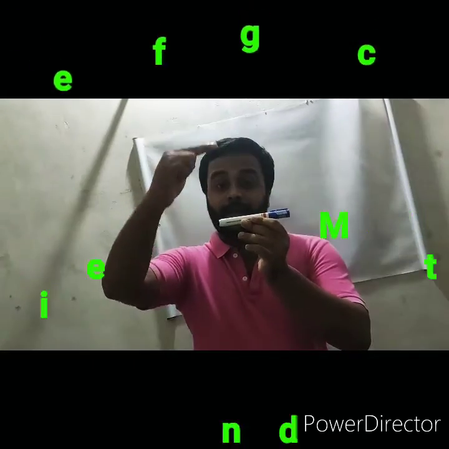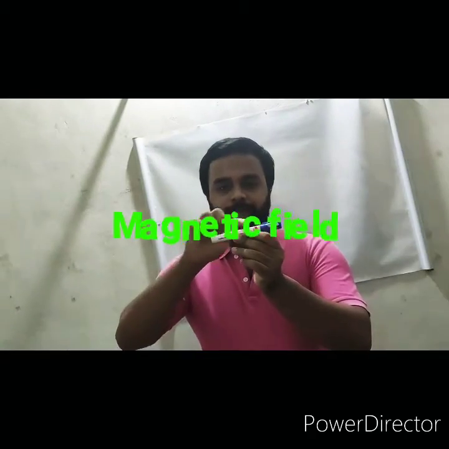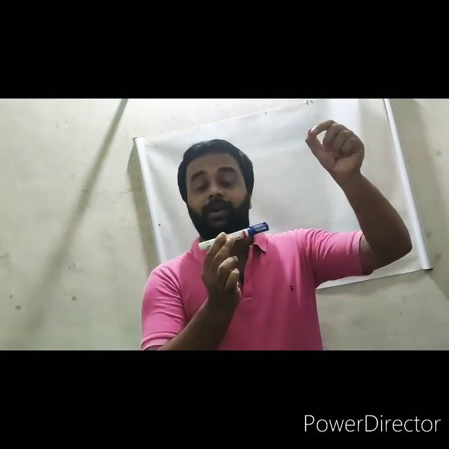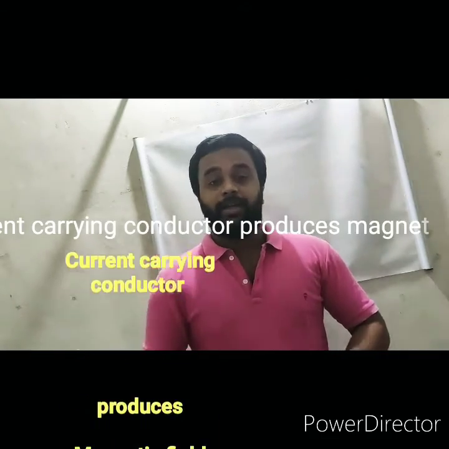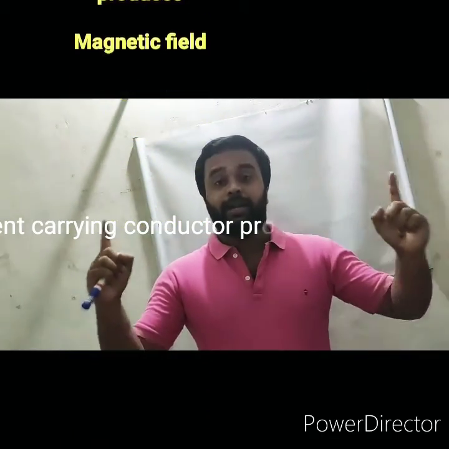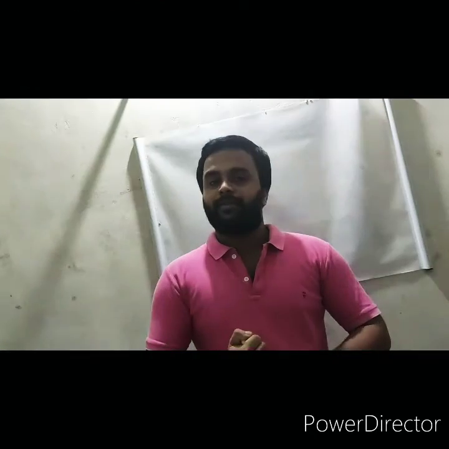The current carrying conductor produces a magnetic field around the conductor. Once more I will repeat. The current carrying conductor produces a magnetic field around the conductor. That's why the magnetic needle placed here deflected. A current carrying conductor produces a magnetic field.